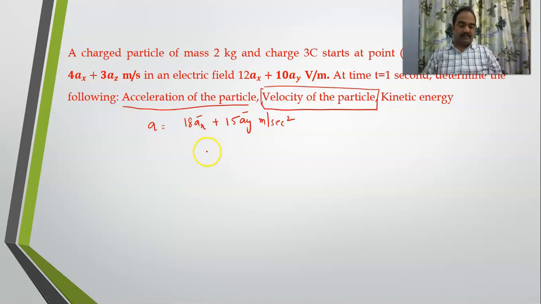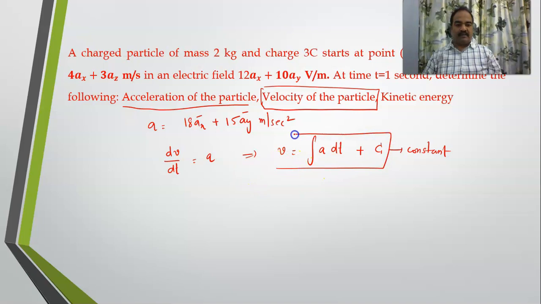Coming to velocity of the particle, how to determine velocity of the particle? You know that in kinematics, we'll again go back to kinematics, right? We know that dv by dt is equal to acceleration, isn't it? The rate of change in velocity is nothing but acceleration. So from this what we can write, v is equal to integral of a dt, right? Plus some constant. This is some random constant, right? I'll employ this formula now. Okay. So v is equal to integral of a dt, isn't it?